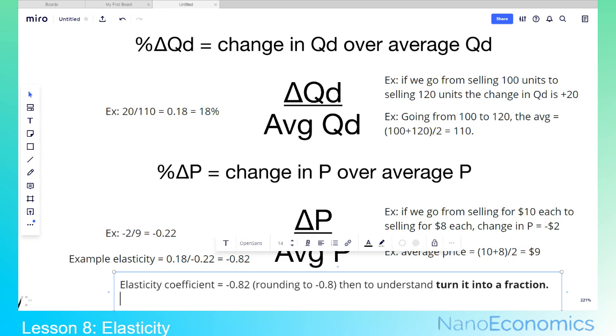So in this case, negative 0.8 as a fraction is negative 8 over 10. So it's just 8/10.